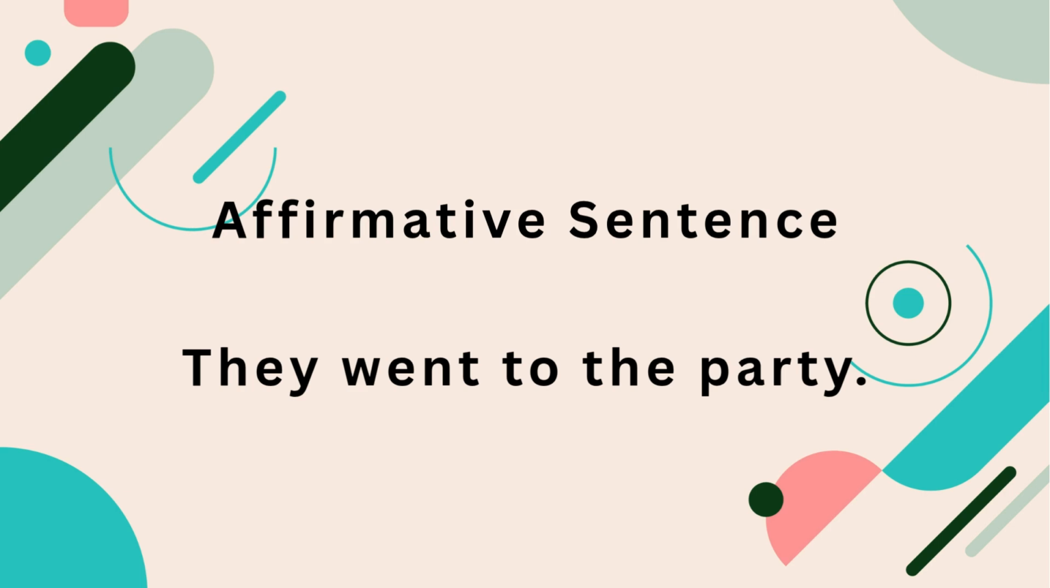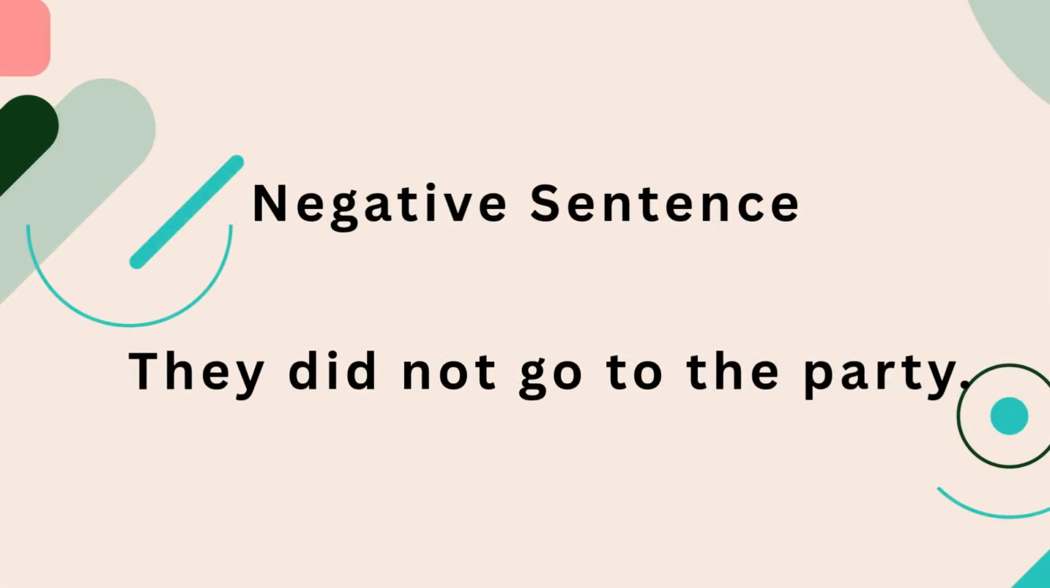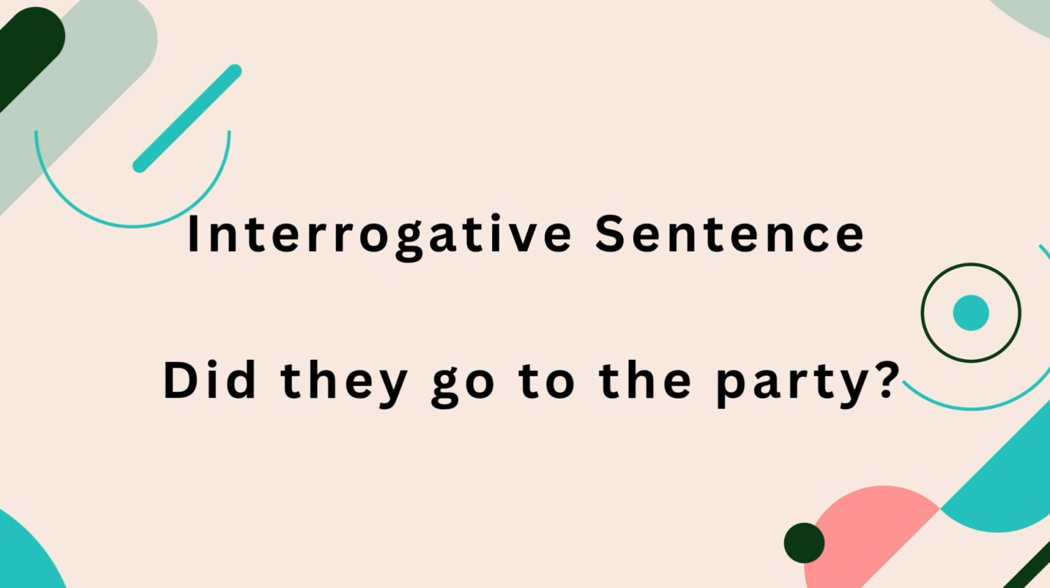Affirmative sentence. They went to the party. Negative sentence. They did not go to the party. Notice when we make a negative sentence, we always use the base form of the verb. Interrogative sentence. Did they go to the party? Notice we use the base form of the verb. So whenever we make negative or interrogative sentences, we always use the base form of the verb.